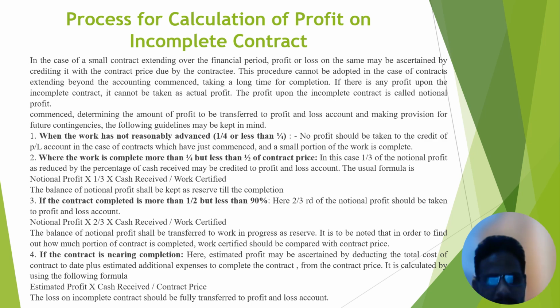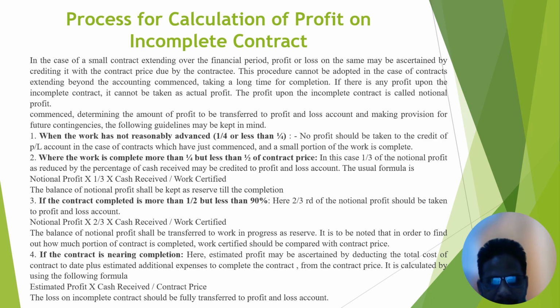Now the third situation. In this situation, our work is completed more than 50% but below 90%. In this situation, 2/3 of the profit we transfer to profit and loss account by applying this formula. The formula is notional profit multiply 2/3 multiply cash received divided by work certified. Through this formula, here we calculate the profit amount transferred to profit and loss account.